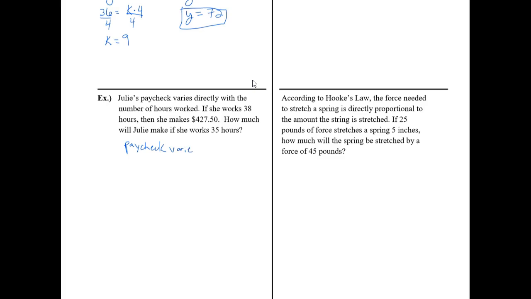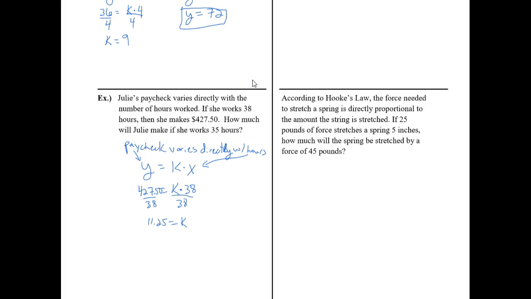So we know that her paycheck varies directly with the number of hours worked. So the paycheck is like our y, and the number of hours worked is like our x. In the second sentence, it says if she works 38 hours, so again, x is the number of hours, and she made $427.50, so that's her paycheck. We can now find that variation constant, or the amount she makes per hour. We divide both sides by 38, and we get 11.25. So she's making $11.25 per hour.